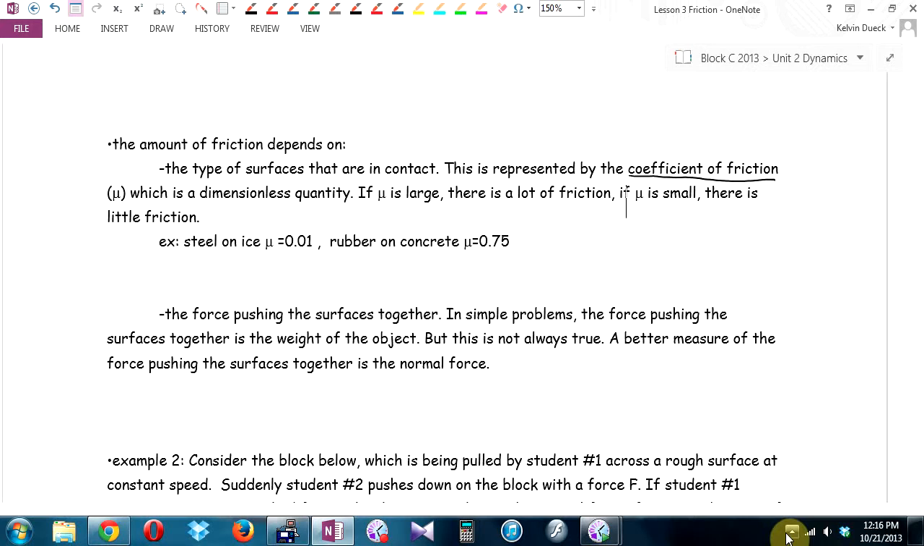So it depends on this coefficient of friction, symbol mu, which is a dimensionless quantity. If mu is large, lots of friction. If it's small, not much. And it depends on one more thing. The force pushing the surfaces together, which for a lot of people would just be gravity. But it's much more complicated than that.